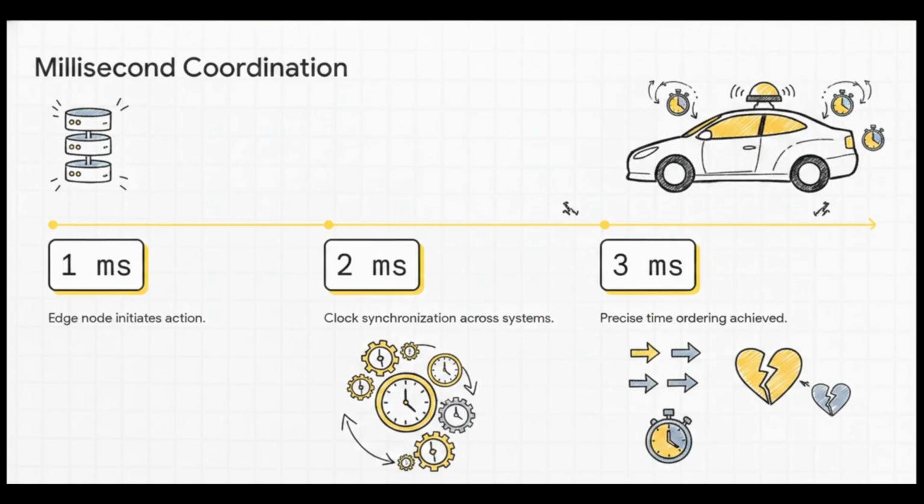Let's break down the timing, because it is wild. Imagine an edge node initiates an action. We are operating in absolute milliseconds here. By millisecond 2, we need total clock synchronization across the whole system.